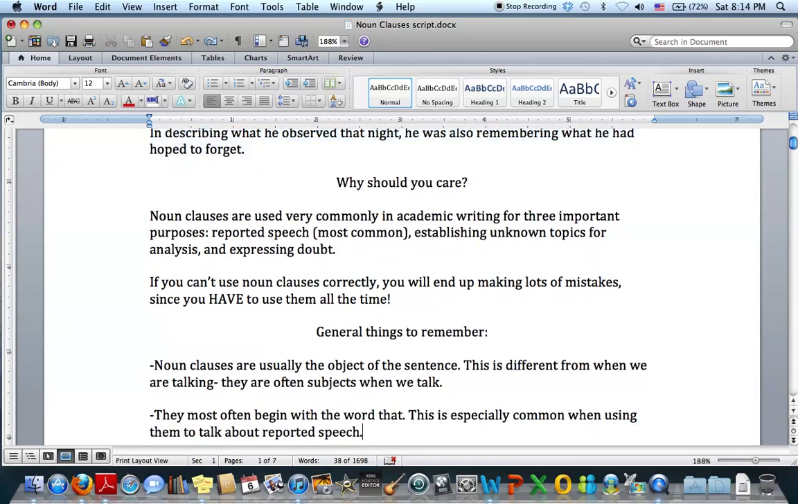Another thing to remember, noun clauses most often begin with the word that. This is important because there's a lot of things that begin with that. The two most common are noun clauses and adjective clauses. So we have to be aware of the fact that there's more than one thing that can start with that. The most commonly used type of noun clause is definitely going to be a that clause for reporting speech. We'll look at that in a little bit here.